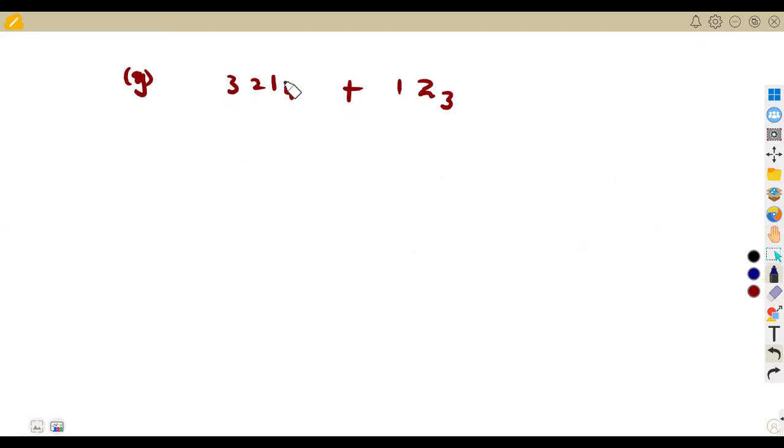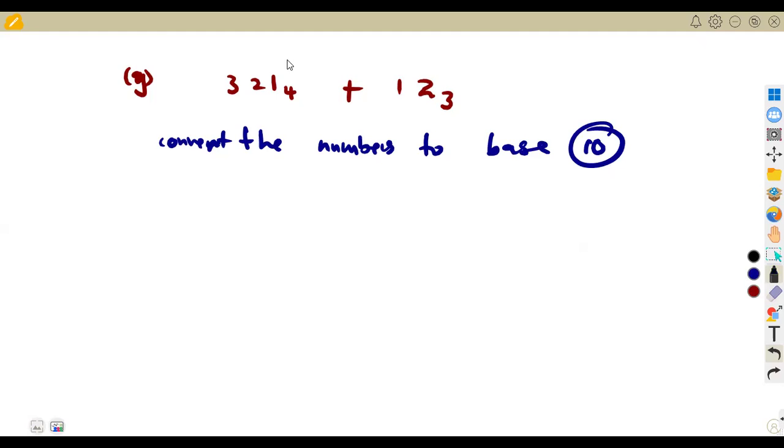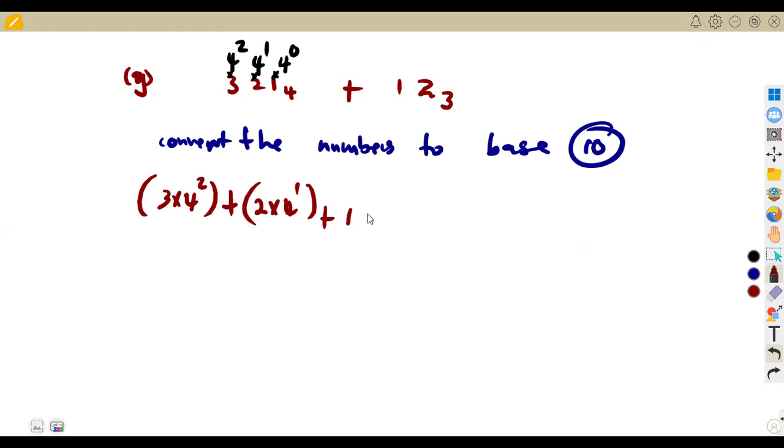All right, so in base of 10, I'm going to convert the numbers to base 10. That means we've got 4 to the exponent of 0 here, 4 to the exponent of 1, 4 to the exponent of 2. Remember your conversion, guys. This one we talked about. Make sure that you also watch the introductions, all right? So this is 3 times 4 to the power of 2, plus 2 times 4 to the power of 1, plus 1 times 4 to the power of 0.